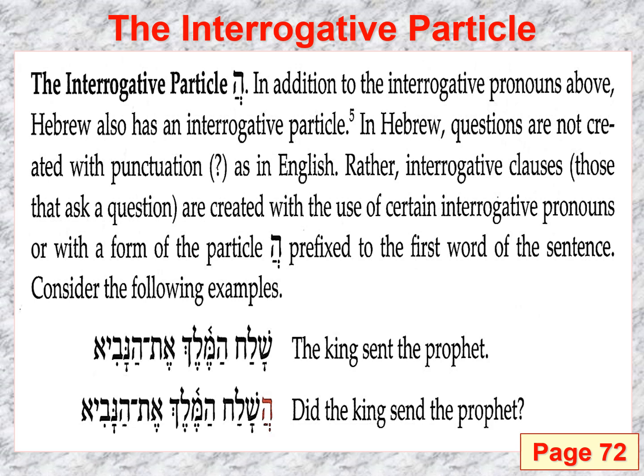We don't have punctuation marks like a question mark. Rather, we have these interrogative particles. So let's just look at the example. Again, you'll recognize some of the words, but not the first one, which is a verb. Shalach, shalach. The verb in historical narrative appears generally, as you're moving along the sequence of the story, as the initial element of the sentence. So, Shalach Hamelech, so the king sent.